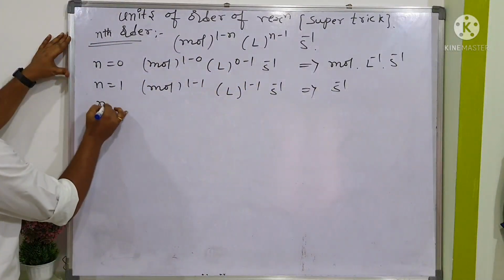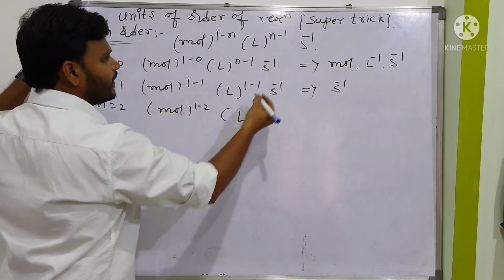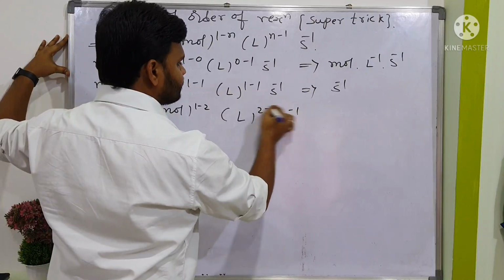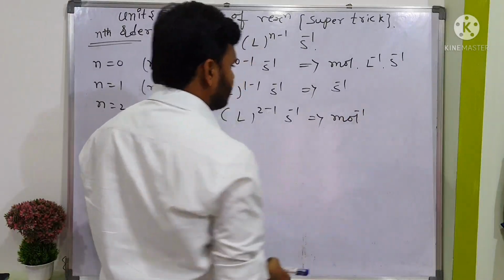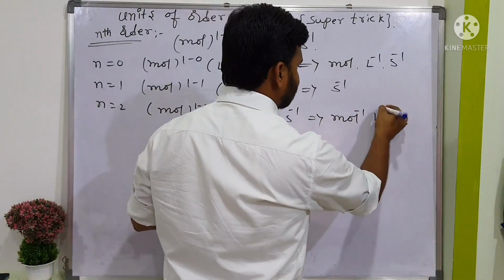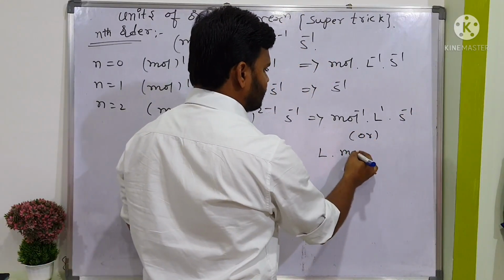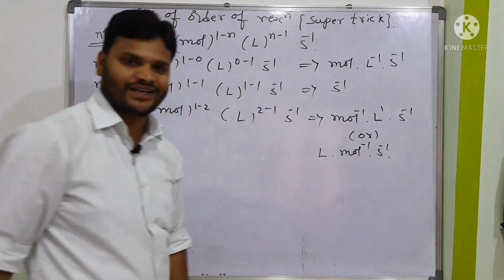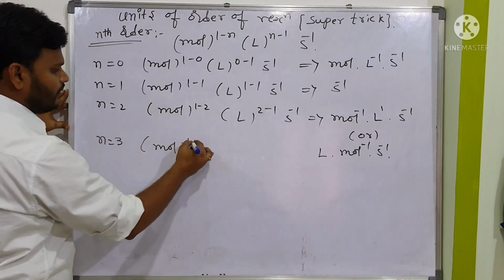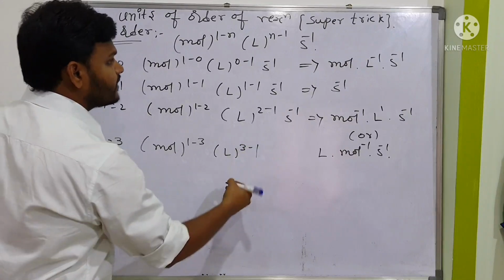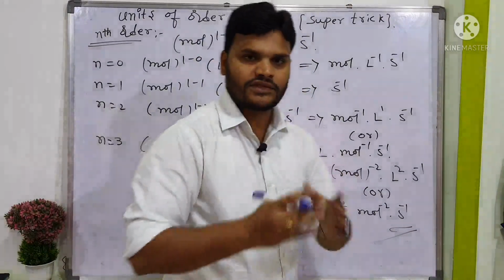Next, what about second order reaction? So mol^(1-2) L^(2-1) s^-1. Then it becomes like this. 1 minus 2 is nothing but mol^-1 L s^-1. You can write like this also: liter per mole per second. Clear? Next, third order reaction, n equal to 3. So mol^(1-3) L^(3-1) s^-1. Then it becomes like this, mol^-2 L^2 s^-1. Is it clear, my dear students?